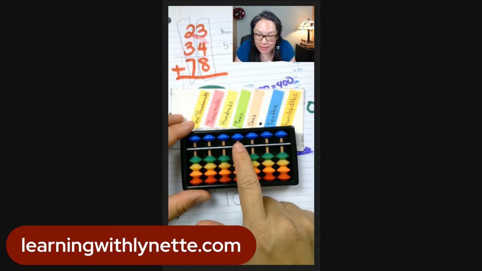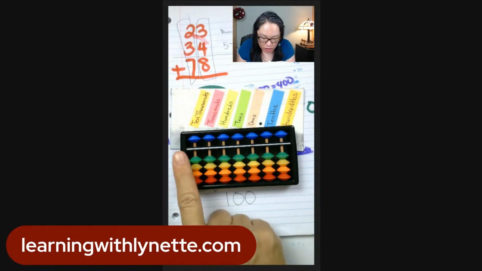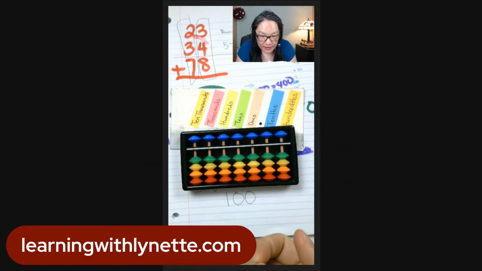So we have our ones, tens, hundreds, thousands, and 10,000s. So every column is a place value. Every place value has 9 digits, just like how we write in math.